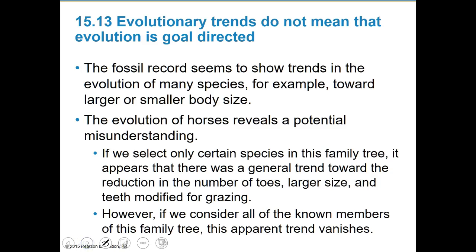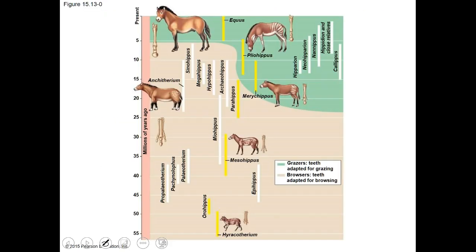Something you can think about. The fossil record also shows a trend in many species, for example, towards a larger or smaller body size. So sometimes smaller can be more complex. But the evolution of horses reveals a potential misunderstanding. If we select only certain species, it appears that there would be a general trend towards a reduction in the number of toes, to larger size and teeth for grazing. However, when we consider all the known members of this family tree, it kind of vanishes. Again, just some other things to look at.